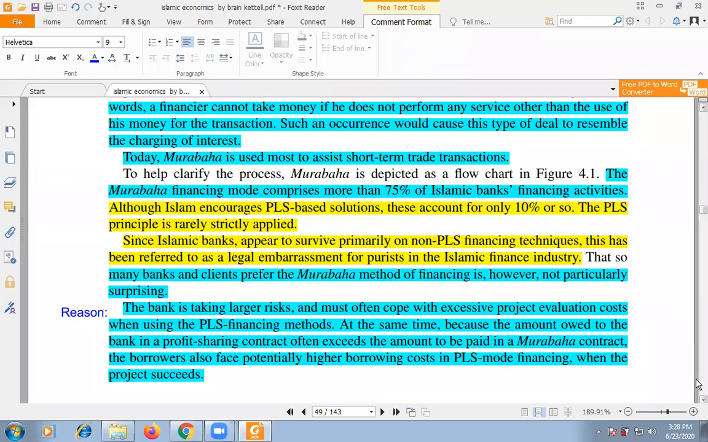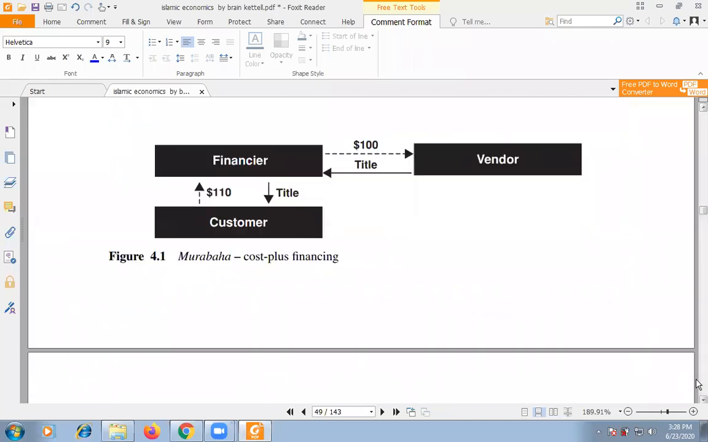So this is the simple reason for the great proportion of Murabaha trade-based investment activities. But this is the picture. This is a graphical representation of Murabaha or cost plus financing. Different names: Murabaha mode of financing, Murabaha trade-based mode of financing, cost plus financing. All these names are Murabaha.